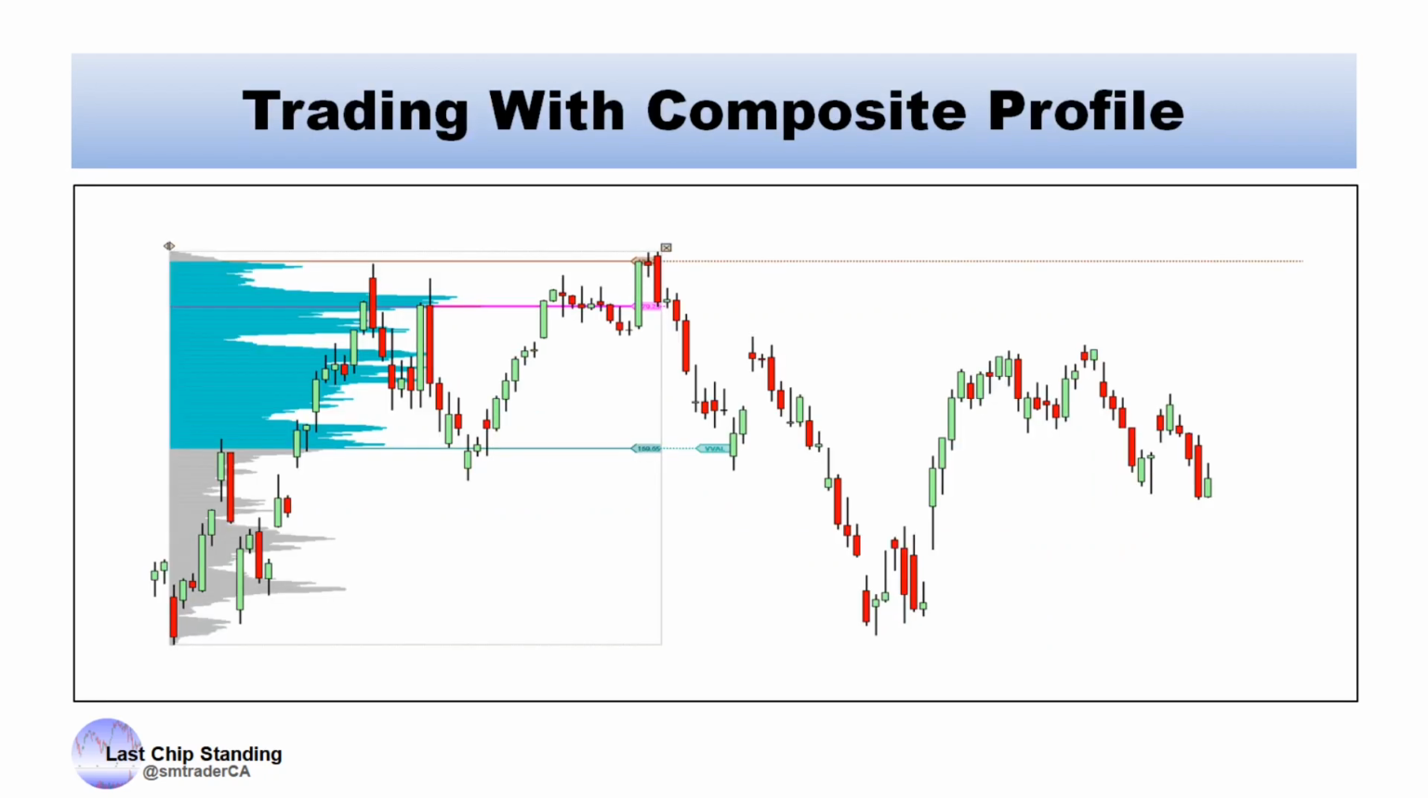Now, let's take a look at how we could trade using the composite volume profile. I have selected this price range to generate a composite profile. Here is the look above and fail setup. And the composite value area low will be our target for this short setup.